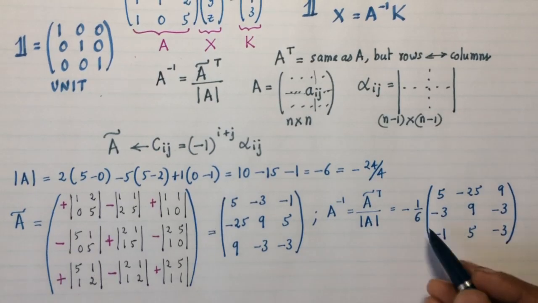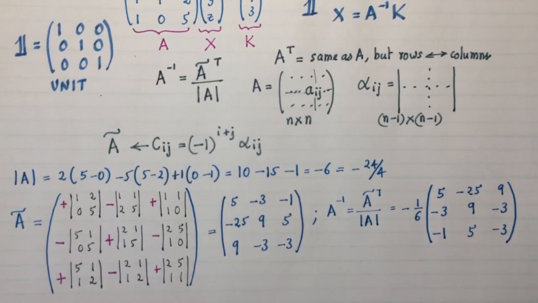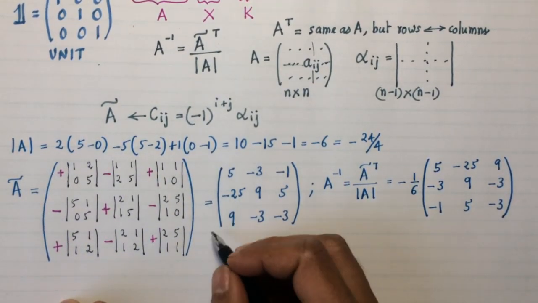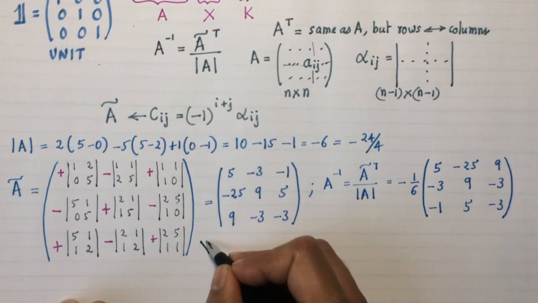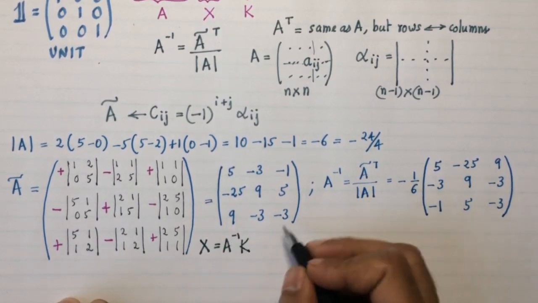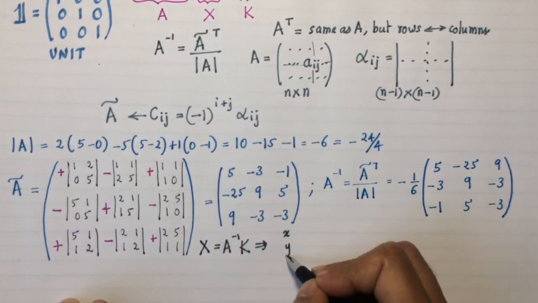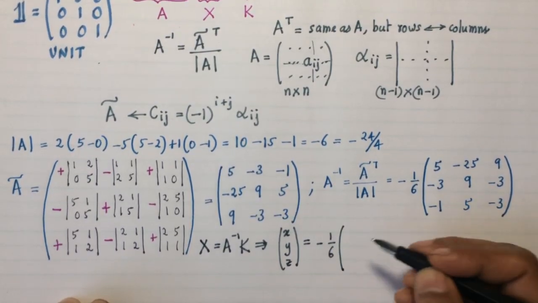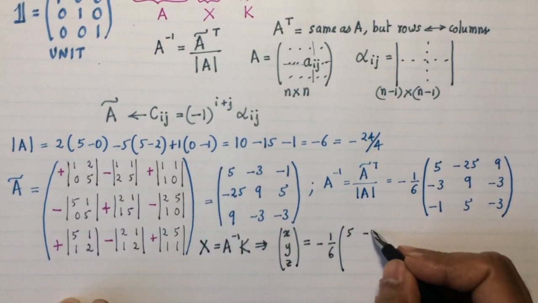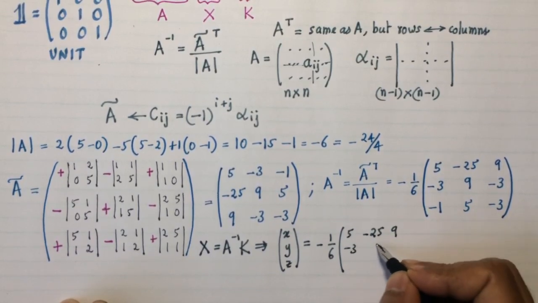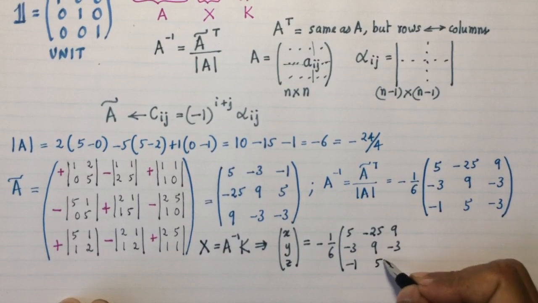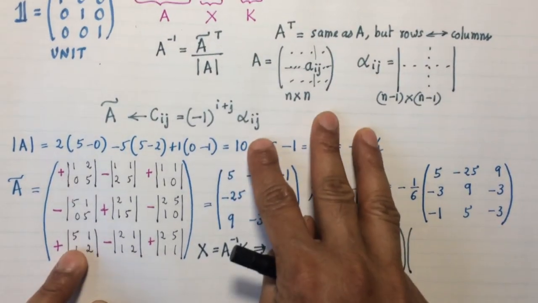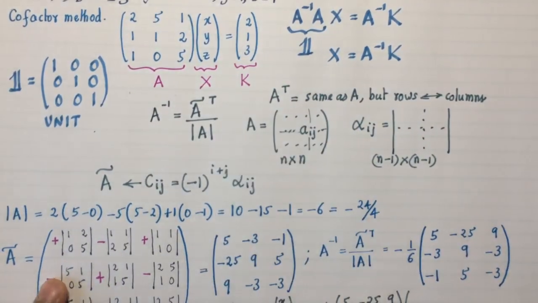Okay, I don't think it's worth simplifying it because you're going to get ugly fractions if you do so. Let's just proceed to write the formal solution. The formal solution is x equals A inverse k. So that tells me that xyz, which is really what x stands for, is A inverse, which is negative 1/6 times all this here, times the coefficient vector k, which, remember, in this particular example it is 2, 1, 3.